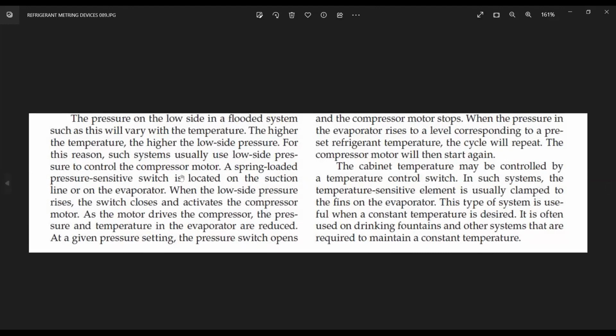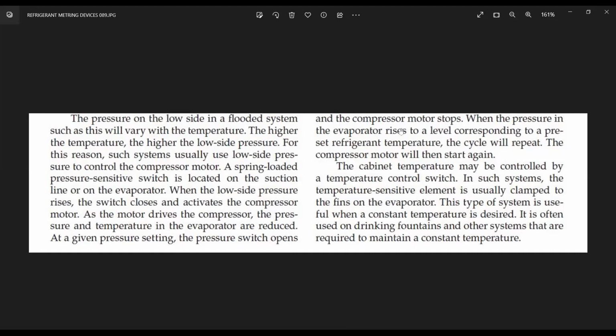A spring-loaded pressure sensing switch is located in the suction line of the evaporator. When the low side pressure rises, the switch closes, activates the compressor motor, and as the motor drives the compressor, the pressure and the temperature in the evaporator are reduced. At a given pressure setting, the pressure switch drops. Means the pressure वापस खुल जाएगा, and the compressor motor stops. Means the contactor is open.